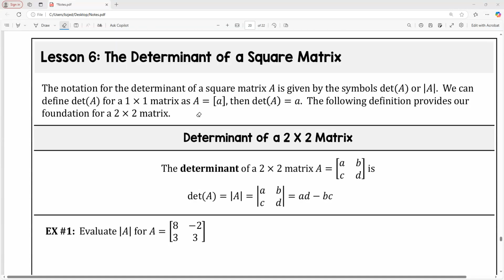So last time we covered how to multiply matrices together, and this time we're going to be learning about an interesting property that those matrices have. We're learning about something called the determinant. So this is called the determinant.